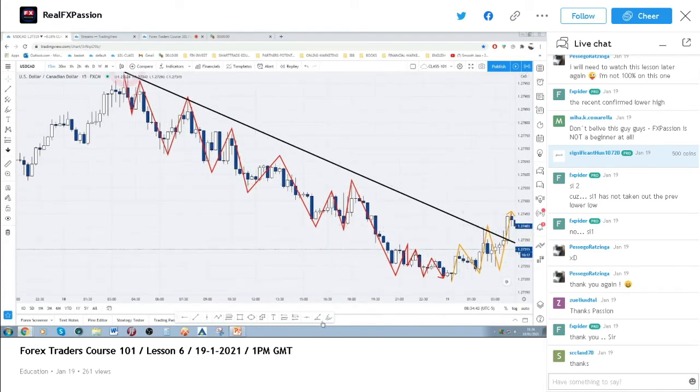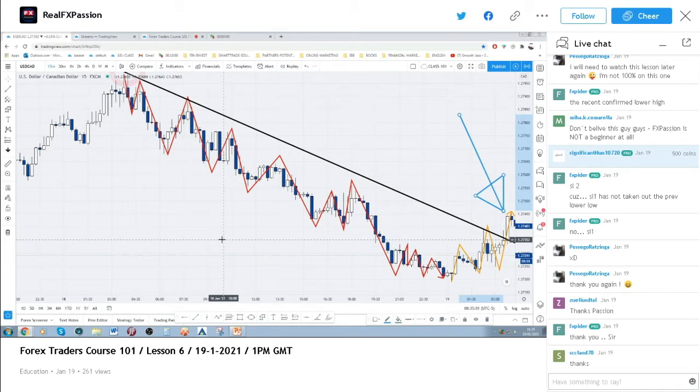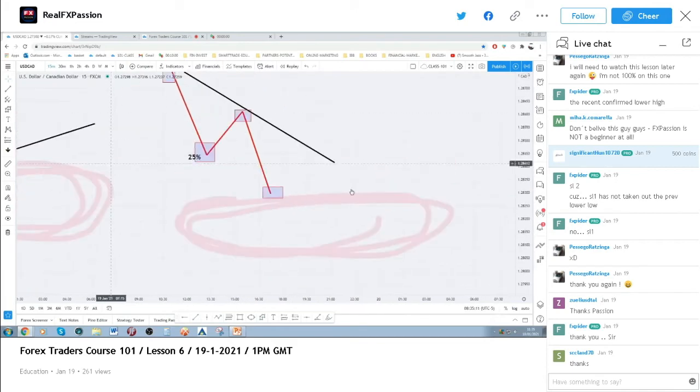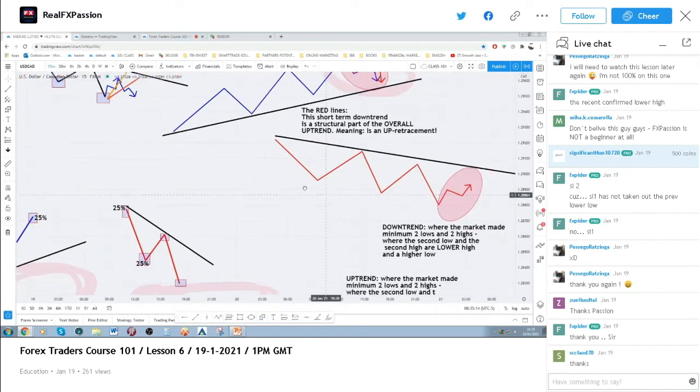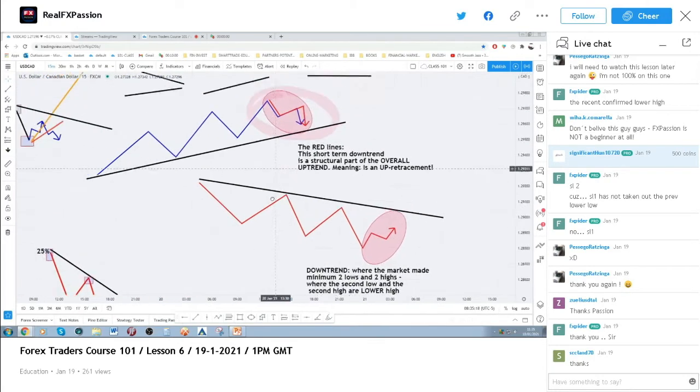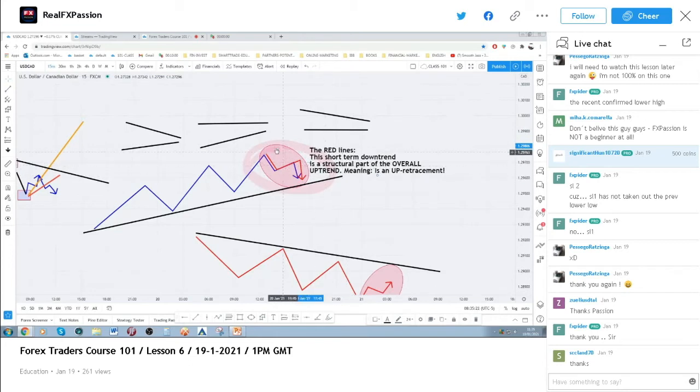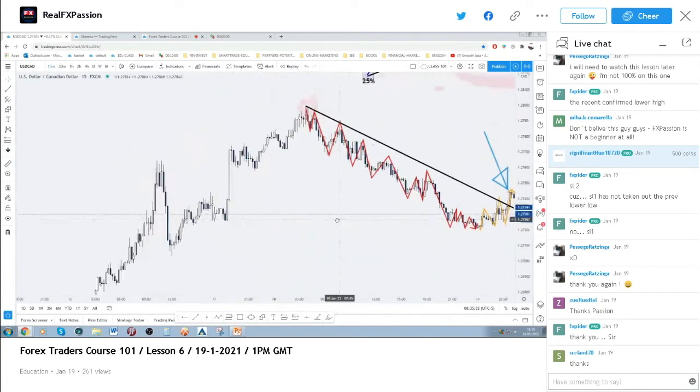Now, this was the market a few hours ago. What we would do as beginner traders, most likely in here? What is the market telling you? Is this orange line an uptrend? Is this a downtrend? See, everybody, this is theory up in here. We're talking about how we lose as beginner traders. The red lines up in here, the short-term downtrend is a structural part of the overall uptrend, meaning it's an up retracement. This is the live market right now.